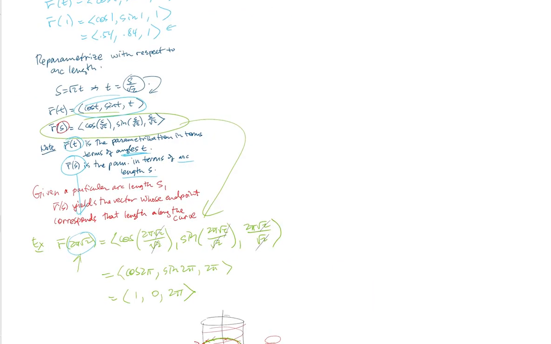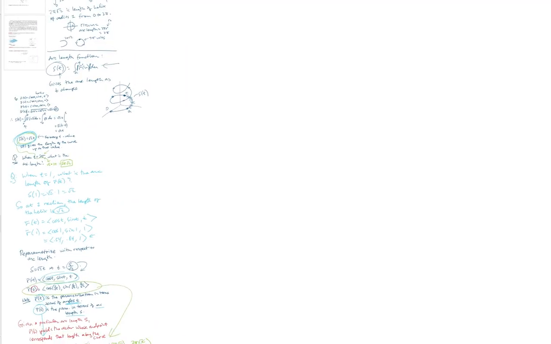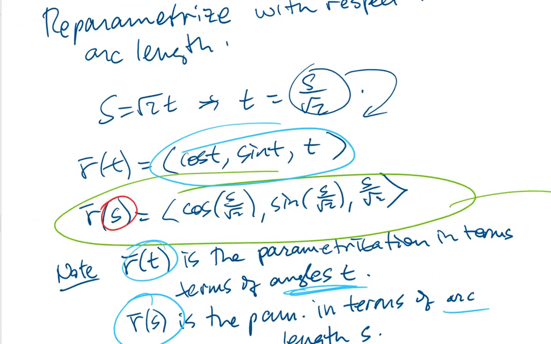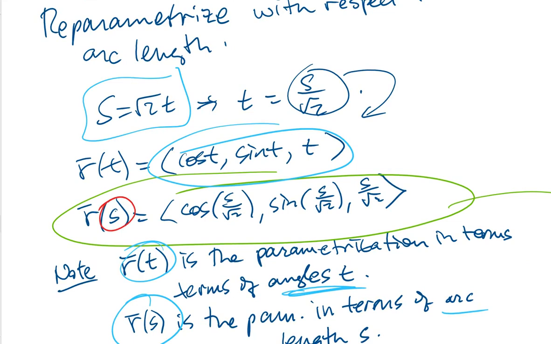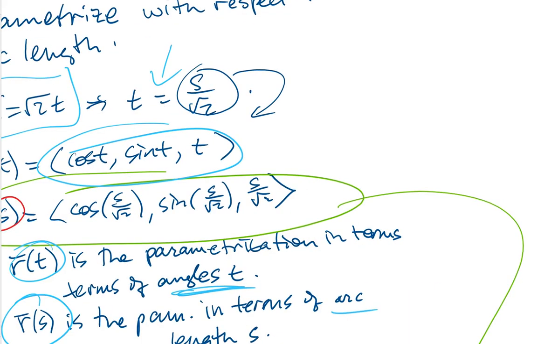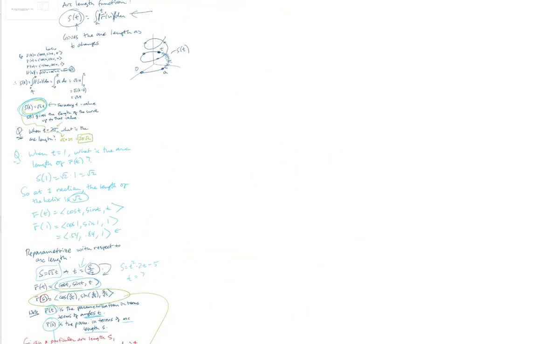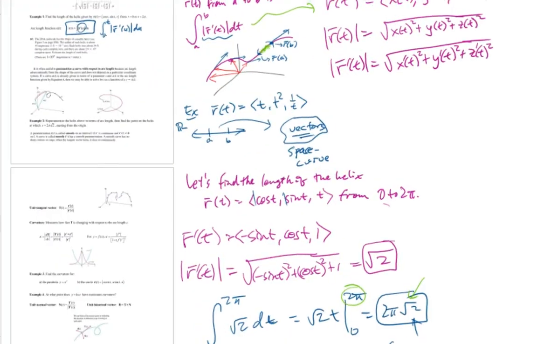Okay, so that's parameterizing with respect to arc length, which isn't always easy. Let me point out something. It was real easy to solve for t here. This is your arc length function. For any t value, this gives you your arc length. But it's not always easy. For example, if s is t squared minus 2t minus 5, this is not factorable, so solving for t is kind of hard. You have to use the Pythagorean theorem, all that stuff, and it is a pain.